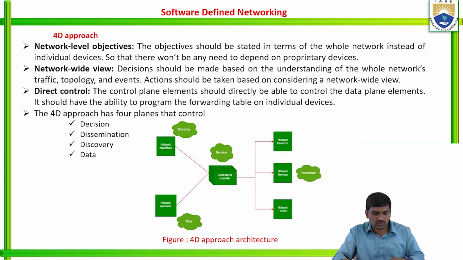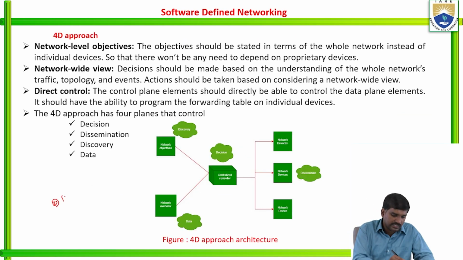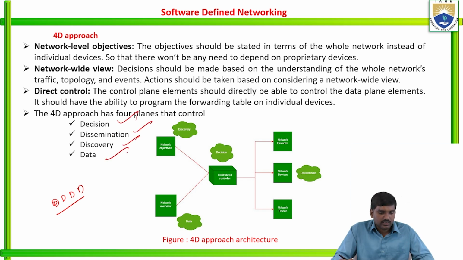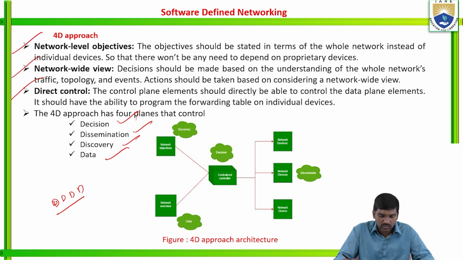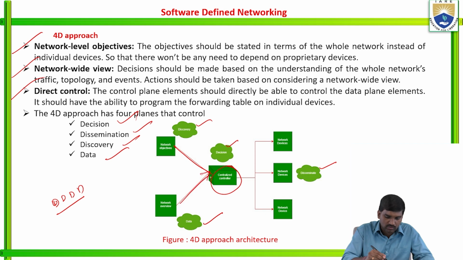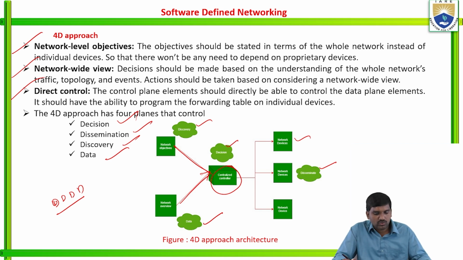And the 4D approach. 4D is decision, dissemination, discovery, and data. With the help of 3 levels here: network level objectives, network wide view, and direct control. So here is the centralized controller part: decision, discovery, dissemination, and data. With the help of network objectives, it connects to the network devices to finally disseminate the function. So this is the 4D approach: decision, dissemination, discovery, and data.